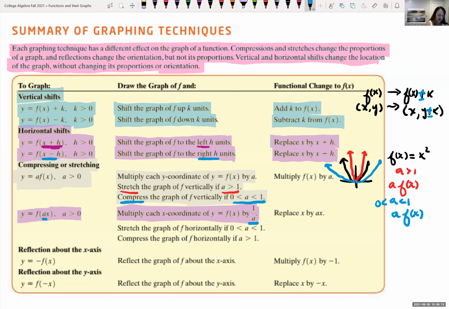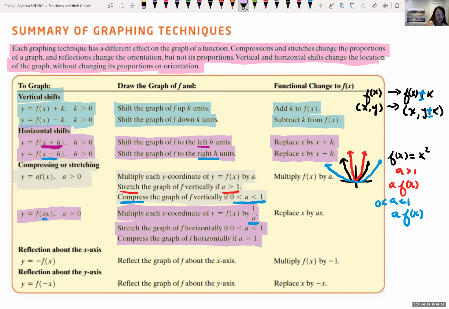Okay. So if a is between 0 and 1, this stretches the graph horizontally. If a is greater than 1, this is compressing the graph horizontally.